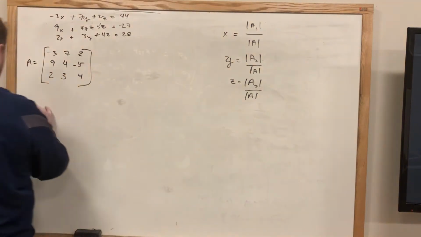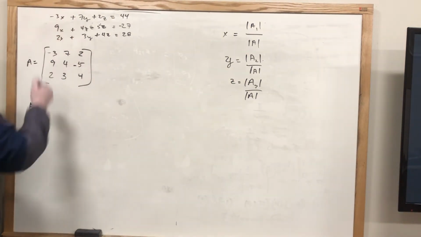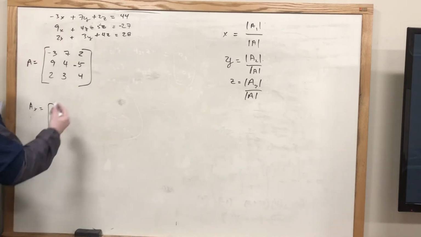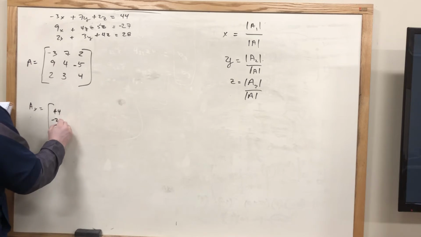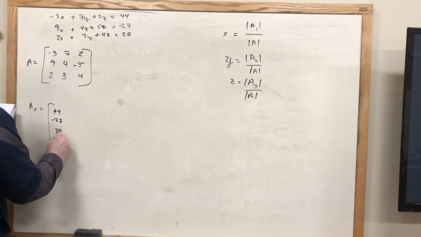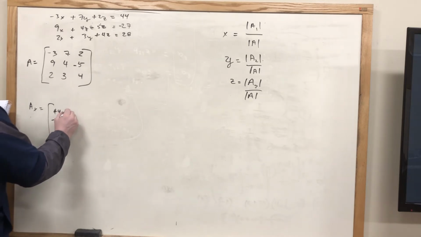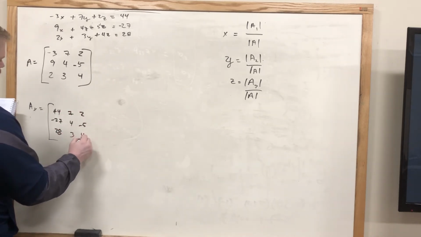So if I wanted to find A1, or AX in this case, because we're looking for X, what you would do is you would plug in 44, negative 27, and 28, and then you're going to leave 7, 4, 3, 2, negative 5, and 4.